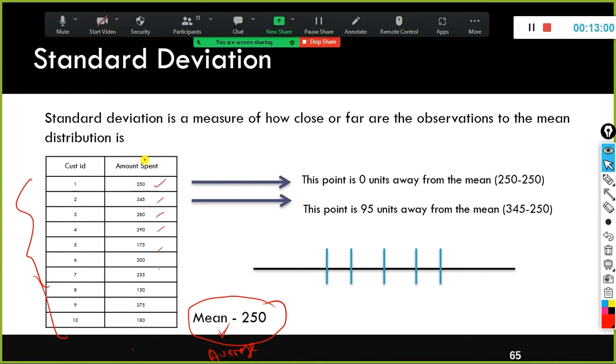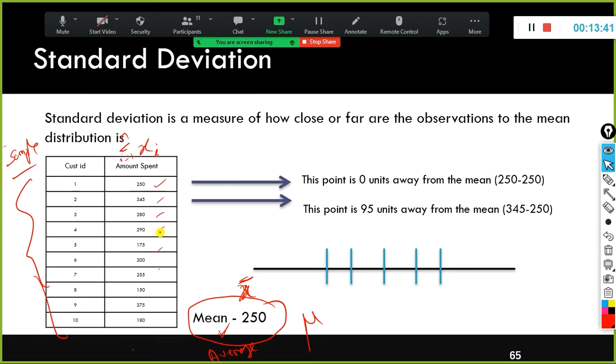Now I call this amount spent xi, because we have more than one value, with i equal to 1 to n. So x1 is 250, then x2, x3, x4, x5, x6, x7. This is my x bar. Let's assume that this is a sample, since we said initially we randomly sampled 10 customers' amount spent. When it comes to a sample, we use the notation x bar to represent the mean. If it is a population mean, we use the notation mu. This is a sample mean, hence we use x bar.